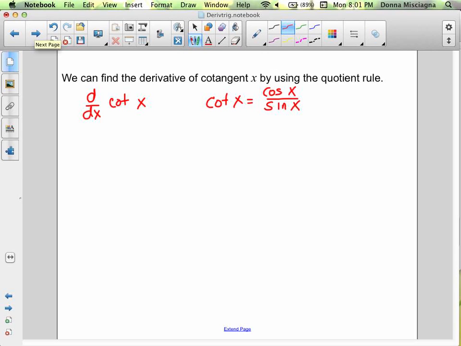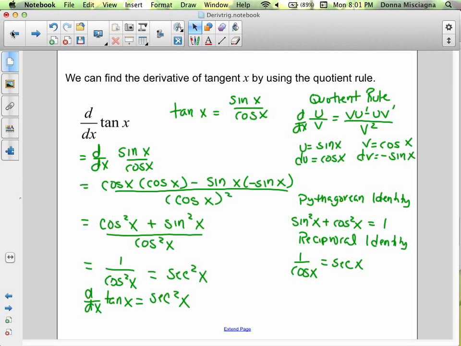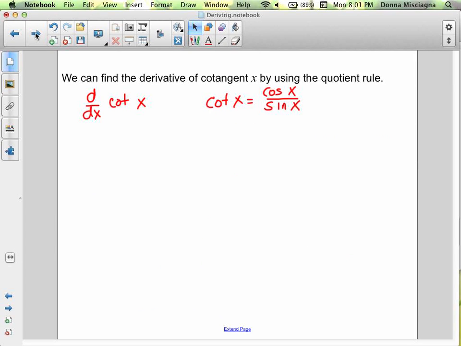One of the nice things about deriving the four other trig derivatives is, number one, you can really see where the derivatives came from. It has some context now. But also, if you ever forget the derivative for tangent x, you could just rewrite it as sine x over cosine x, and then just use the quotient rule to find the derivative. And we're going to do the same thing to find the derivative of cotangent x.